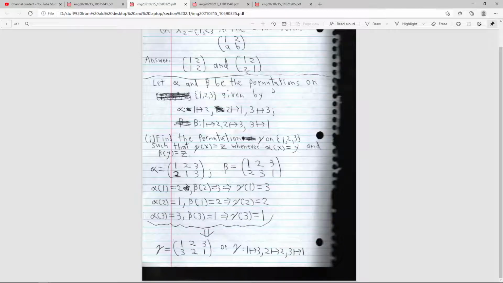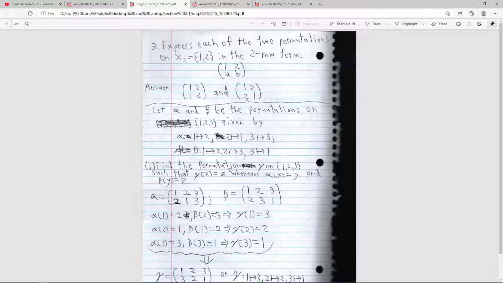Let alpha and beta be the permutations on the set 1, 2, 3 given by alpha is 1 goes to 2, 2 goes to 1, 3 goes to 3, and 1 goes to 2, 2 goes to 3, 3 goes to 1 is beta. Find the permutation gamma on 1, 2, 3 such that gamma x equals z whenever alpha x equals y and beta y equals z. Yeah, and this is basically what will be later on known as multiplication of the permutations.